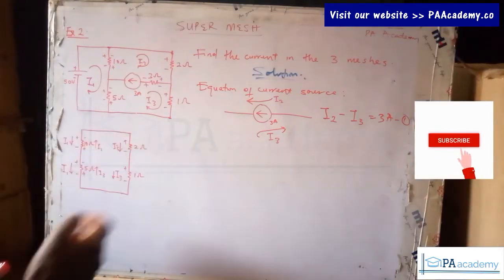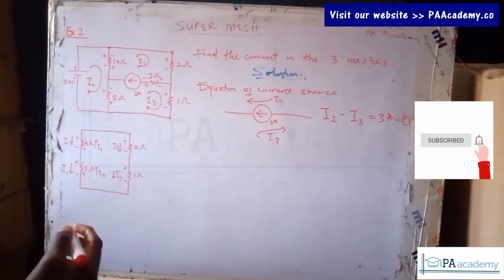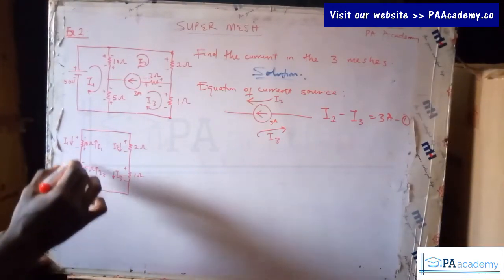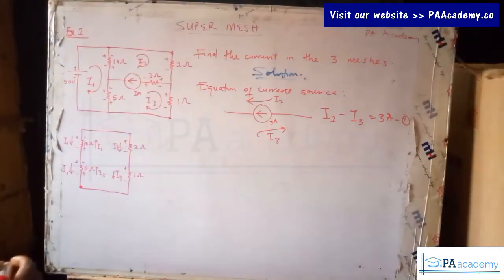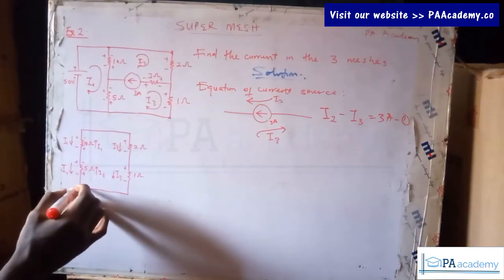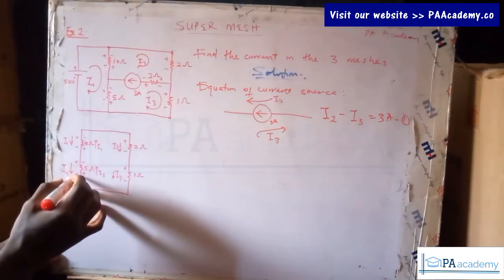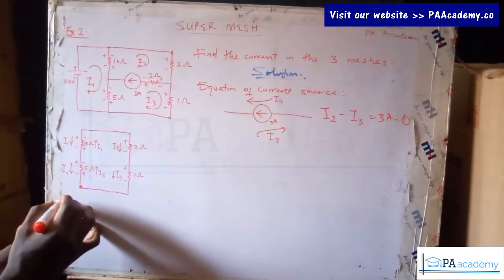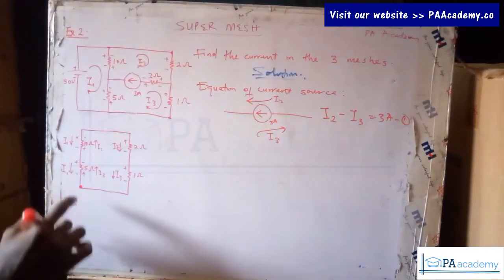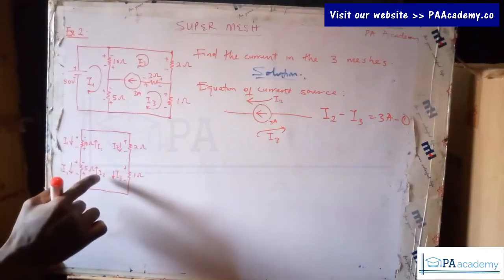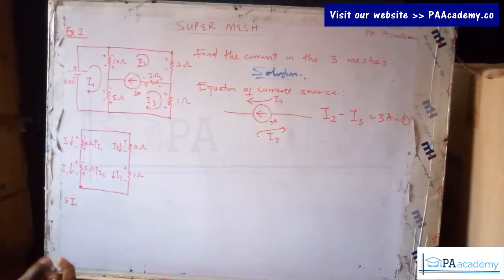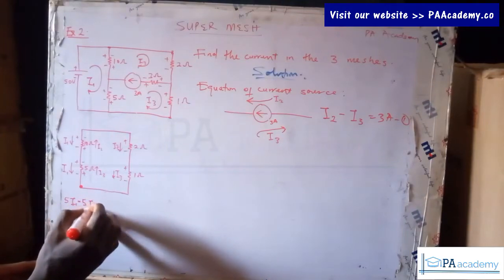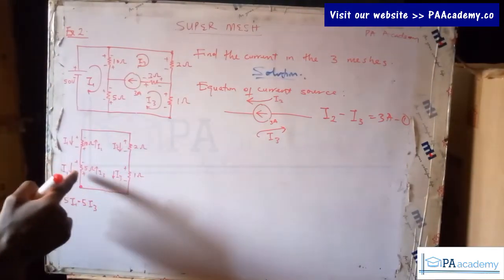You can start from any of the nodes. So let's just start from here, and then we go around the circuit. From here, this is from negative to positive due to current I1, so you are going to have 5I1. From positive to negative due to I3, that's going to be minus 5I3. So we are done with this.